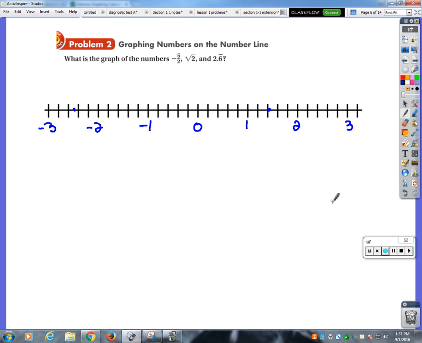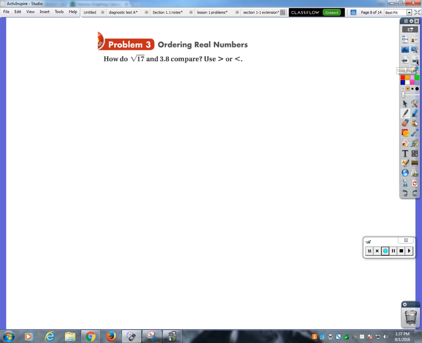Now here's a good question. Could I really put that point exactly where the square root of 2 is? You could, if you make it big enough. But the square root of 2 is what kind of number? Irrational, and so it doesn't actually have an exact spot on the number line. I could just keep zooming in and zooming in and get closer and closer to it. And then 2.6 repeating. I'm going to go this way and stop right about here. That's 2.6, so it's going to be right in there. Okay, we won't make you do that.